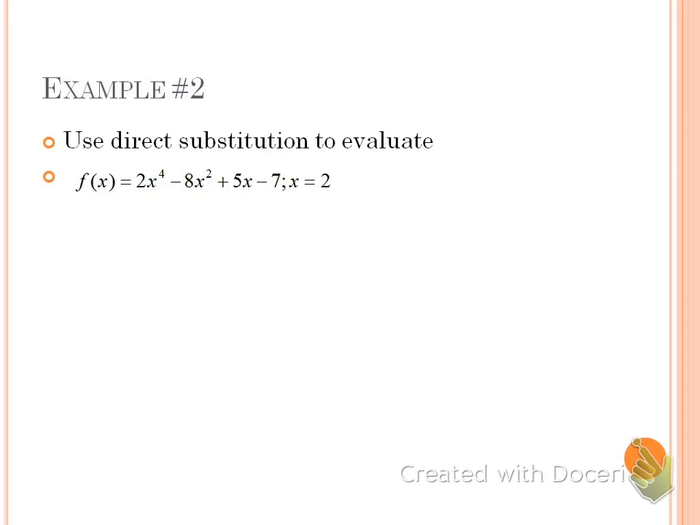All right, here's the next thing I want to look at. This is the method called direct substitution. Direct substitution is the type of substitution you have been doing forever. You are going to go through and replace every x with what they tell you x equals. So if you have f of x equals 2x to the fourth minus 8x squared plus 5x minus 7, and x is 2, you're going to rewrite this, and you're going to replace every x with a 2.